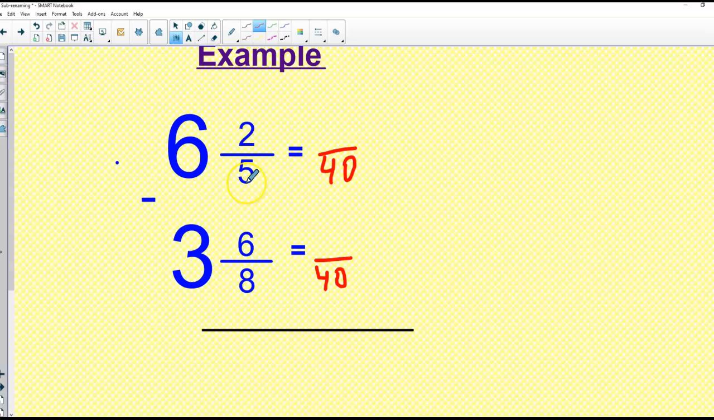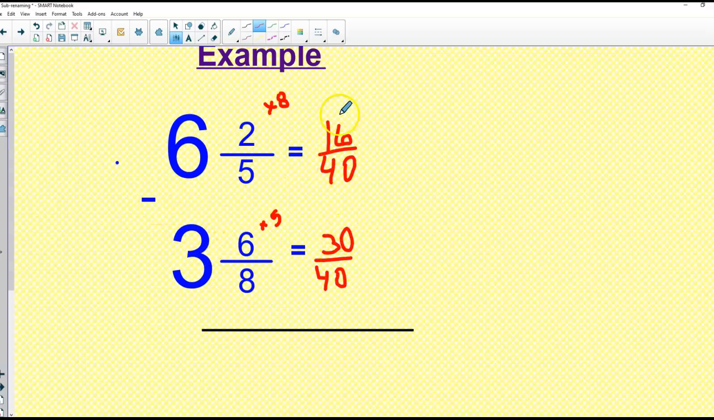Okay, now we need to change the numerator. 5 times 8 is 40. So I also need to multiply by 8 up here. So that makes my numerator 16. 8 times 5 is 40. So I need to multiply by 5 here. And 6 times 5 is 30. Okay, so now we would subtract, because it's a subtraction problem.